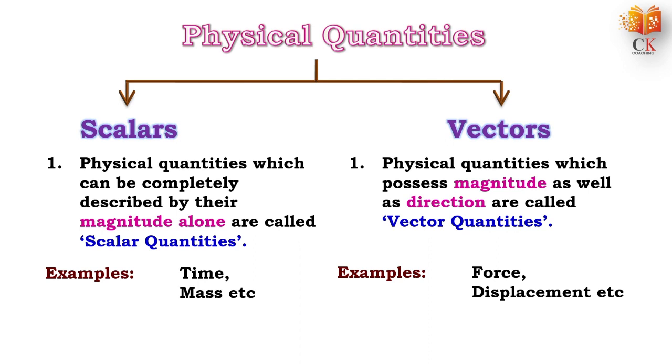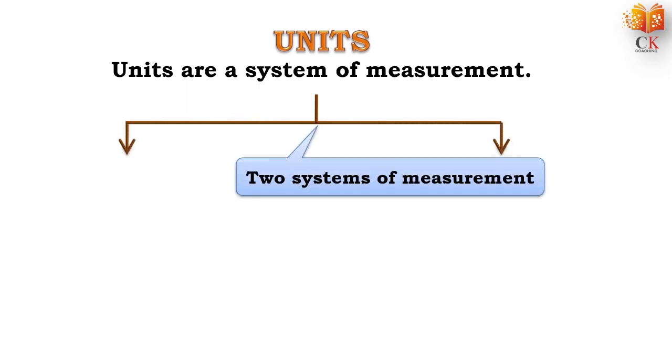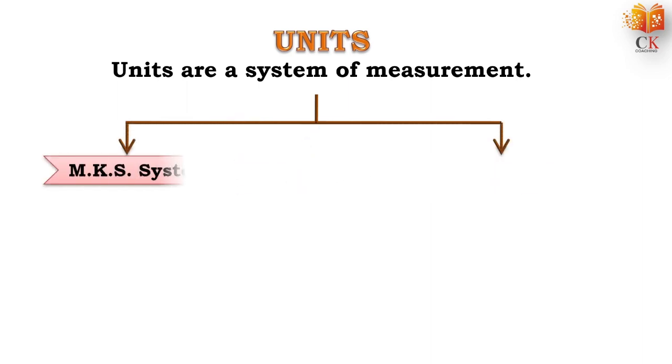Now let's just understand the units. Units are basically a system of measurement. When we say force is 5 Newton, that means 5 times the unit of force. So that's a system of measurement. So in units also we have two systems of measurement. One is the MKS unit and another one is the CGS unit.